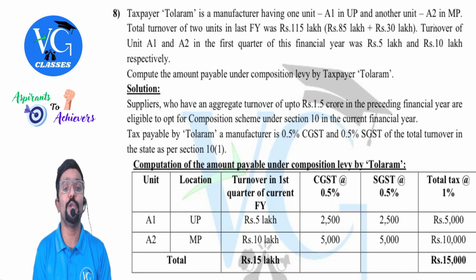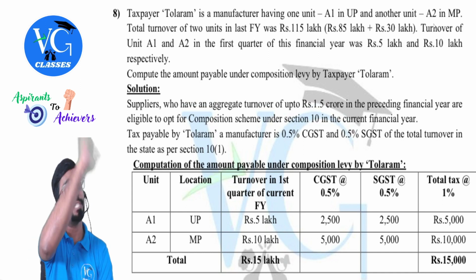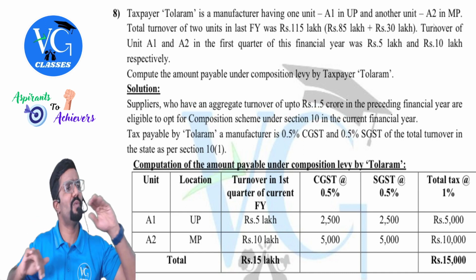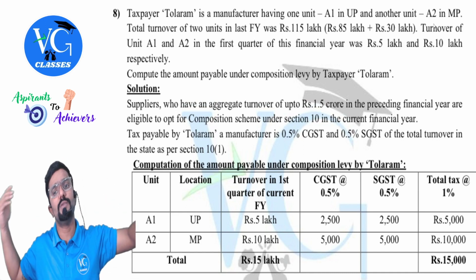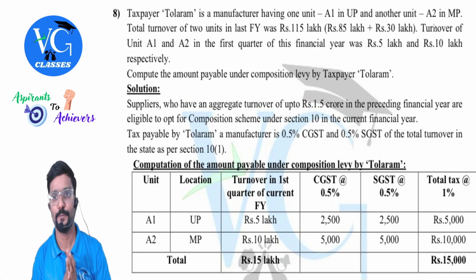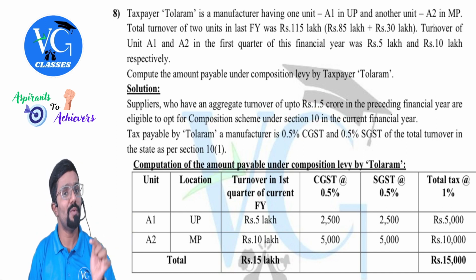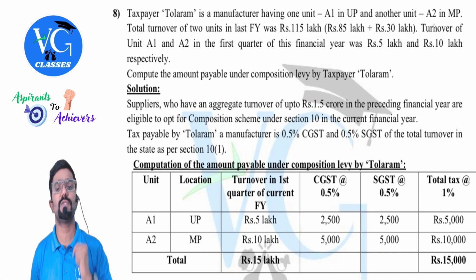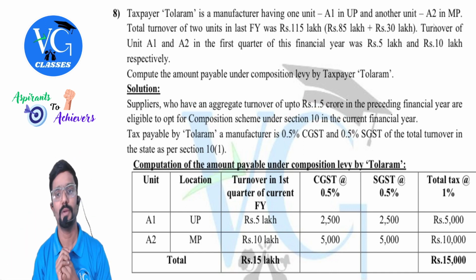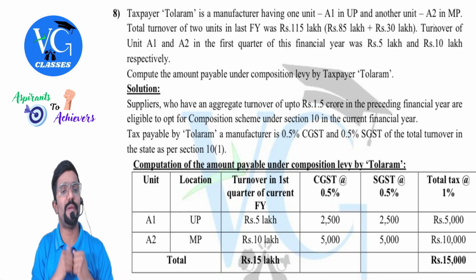Total turnover of the 2 units in the last financial year was 115 lakh: 85 plus 30 lakh, that is in one branch A1 85, A2 30 lakh. Is aggregate turnover within 1.5 crore? Yes. Turnover of unit A1 and A2 in the first quarter of this financial year, the data given for the current period is only for one quarter, is 5 lakh and 10 lakh respectively. Compute the amount payable under the composition levy by taxpayer Tolaram.